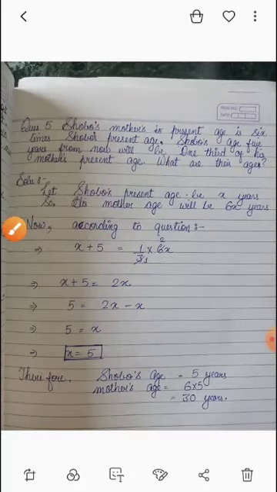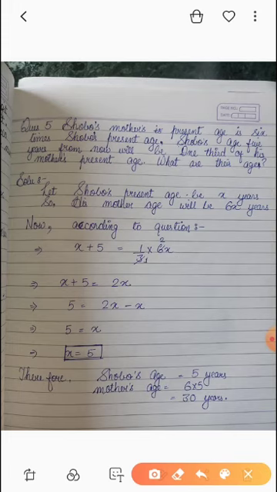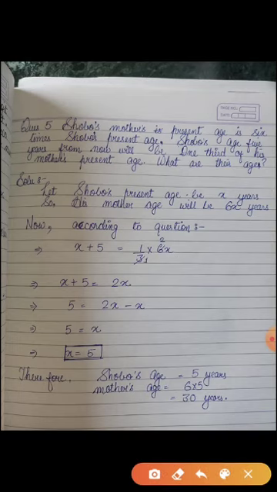Question number 5. Shobo's mother's present age is 6 times Shobo's present age. Shobo's age 5 years from now will be 1/3 of his mother's present age. What are their ages? Now here we need to think whose age we have to suppose. Shobo's mother's age is 6 times Shobo's present age. So we have to think Shobo's present age. So let Shobo's present age be x years. So his mother's age will be 6x years because it is 6 times Shobo's age.